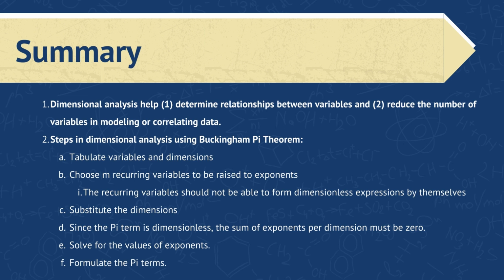One is to tabulate the variables and their corresponding dimensions. Choose the m recurring variables to be raised to exponents. The recurring variables should not be able to form dimensionless expressions by themselves. Substitute the dimensions, and since the pi term is dimensionless, the sum of the exponents per dimension must be zero, from which it can be solved by a system of equations. Solve for the values of the exponents using the previous method, and finally, formulate the pi terms and manipulate them algebraically.